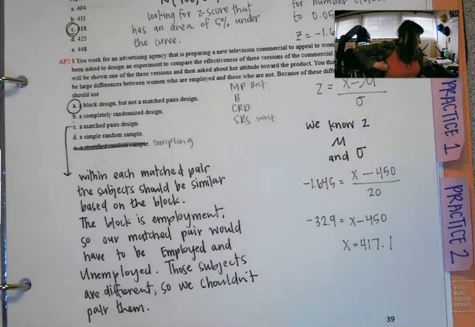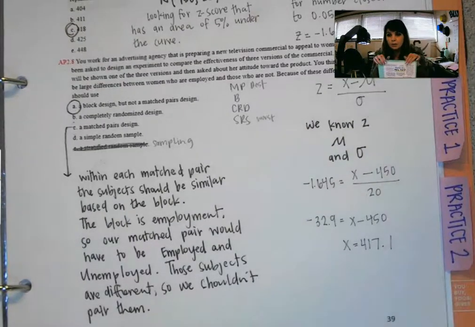One thing that I want you to keep in mind is that when you do a matched pair, you are pairing people that are similar. So you are pairing the 2 lowest GPAs, the 2 highest cholesterols, or one person against themselves. And in that case, the pair, you and you, is exactly the same. So you want your pair to be similar based off of the block.